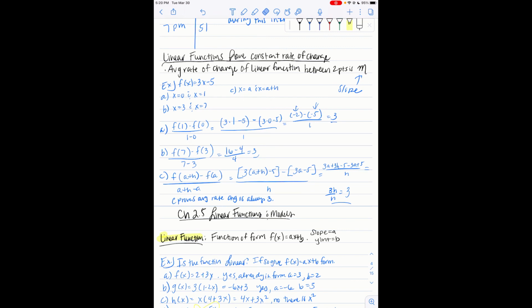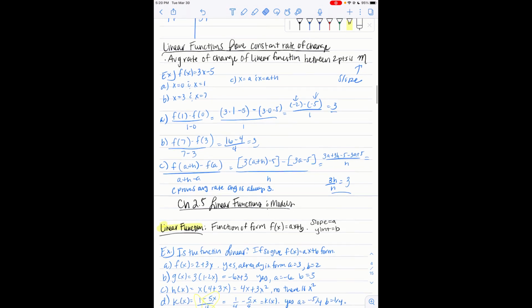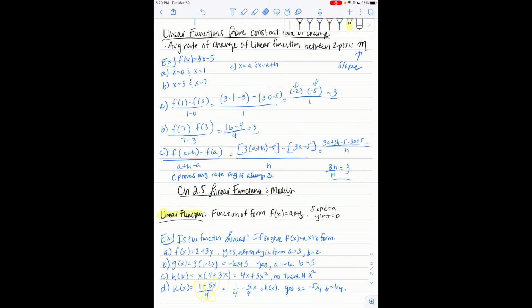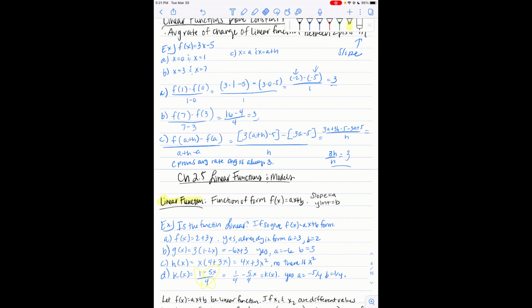So to see that, we're going to pretend that we didn't know that. I'm going to see what the average rate of change between 1 and 0 is. So I have f of 1 minus f of 0 over 1 minus 0. We're plugging in 1 for x. So I have 3 times 1 minus 5 minus 3 times 0 minus 5. I get negative 2 minus negative 5 over 1. That's 3. So yeah, that matches our slope. The same thing for part B: I have f of 7 minus f of 3 over 7 minus 3. That's 16 minus 4 over 4 equals 3. So yep, that matches the slope.